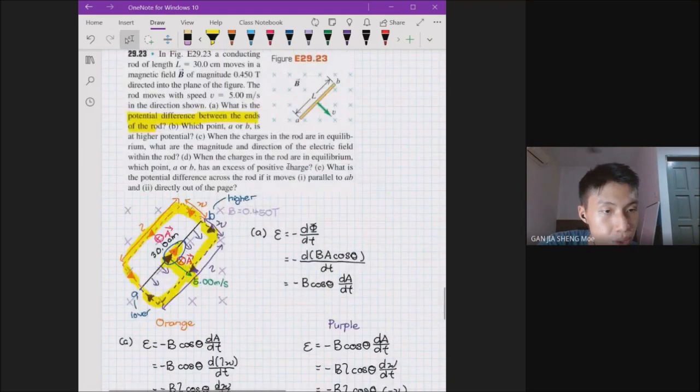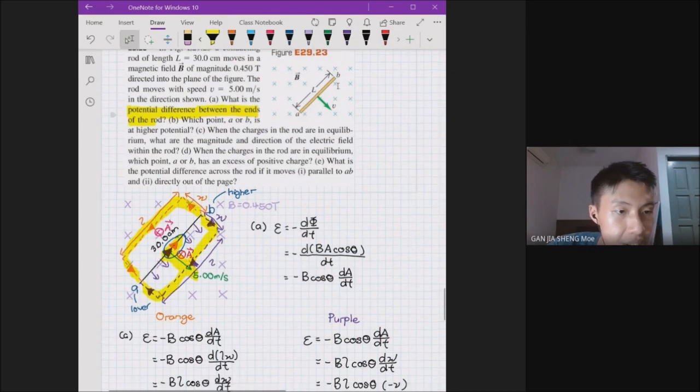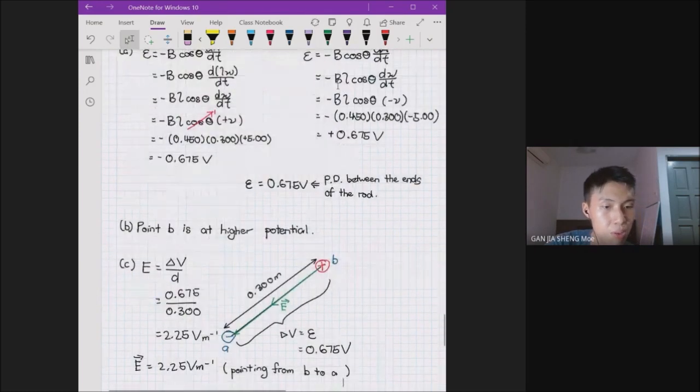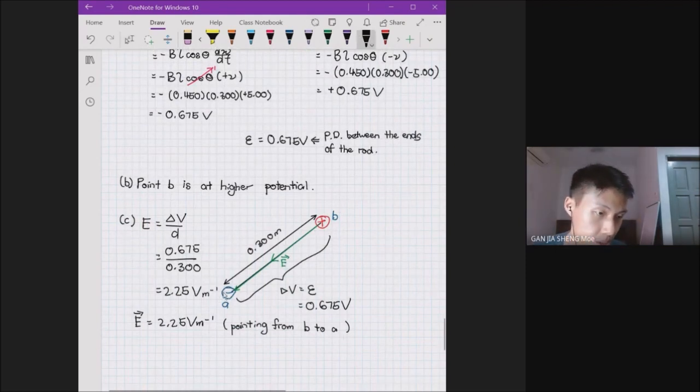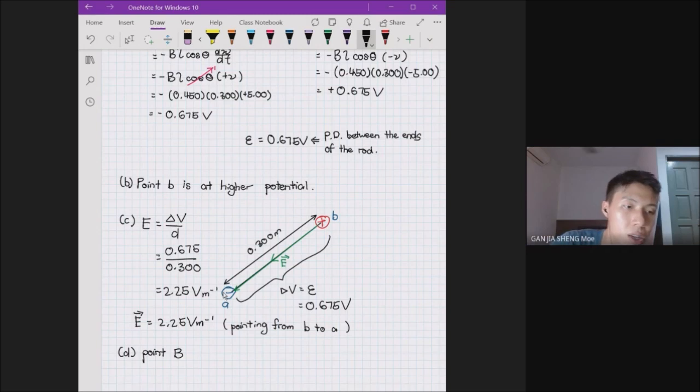So we continue. When the charges in the rod are in equilibrium, which point, A or B, has an excess of positive charge? Well, that's point B, right? We discussed just now, positive charge will all appear near this corner. The negative side will be this place. So we can just say point B. Okay, B small letter.